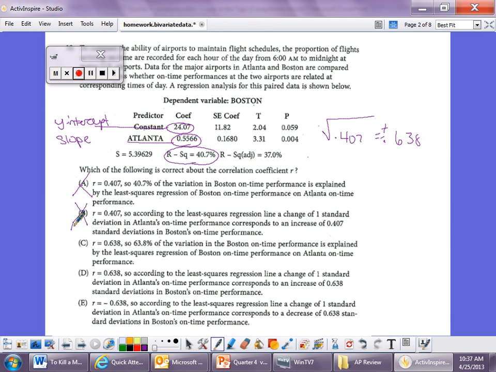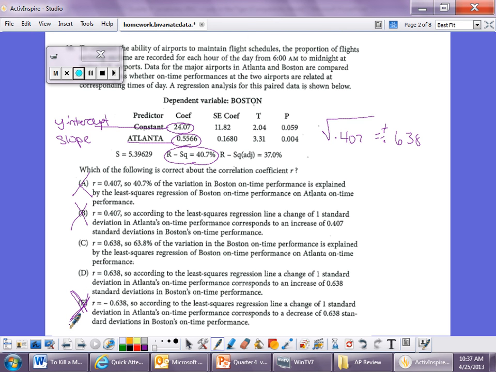Okay. I don't know if my r is positive or negative just based on taking the square root. What I need to look at is the slope. If the slope is positive, then r will be positive. If the slope is negative, r will be negative. The slope here is 0.5566. That is a positive number, so I know that my r value is positive as well. So I can eliminate letter E because that shows a negative r value. So now I need to decide between C and D.